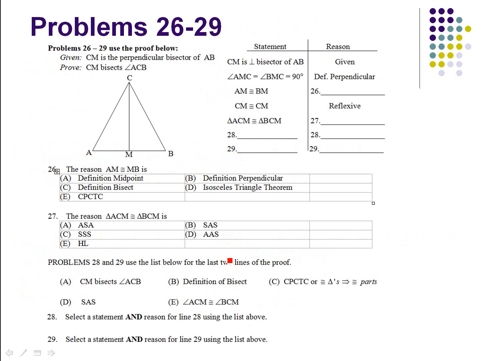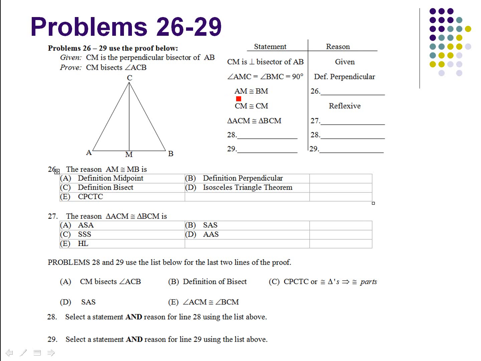Okay, here's our proof problem. So now we're going to go through and work with this one. It's a little bit different because you're going to have to fill in some multiple reasons on some of the steps. We're given that CM is the perpendicular bisector of AB. That was given. We use the definition of perpendicular to show that these two angles down here at M were 90 degrees. I'll fill those in a little bit.